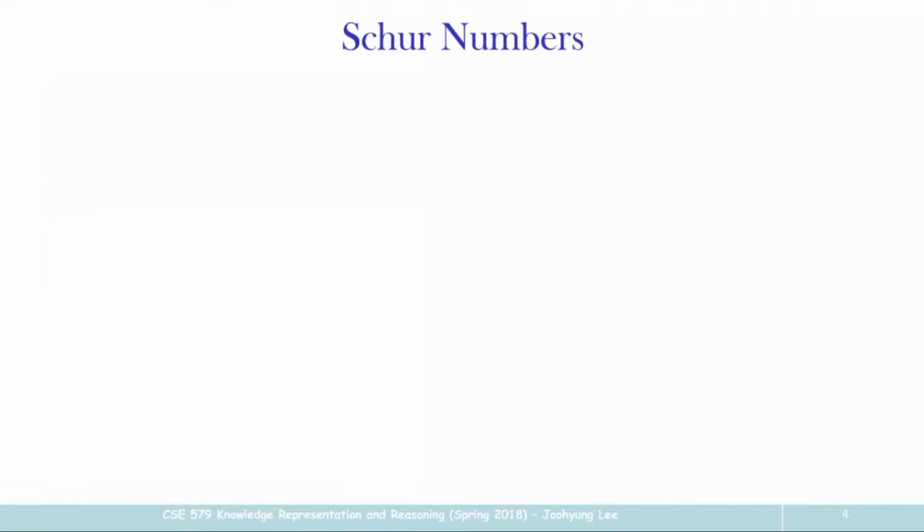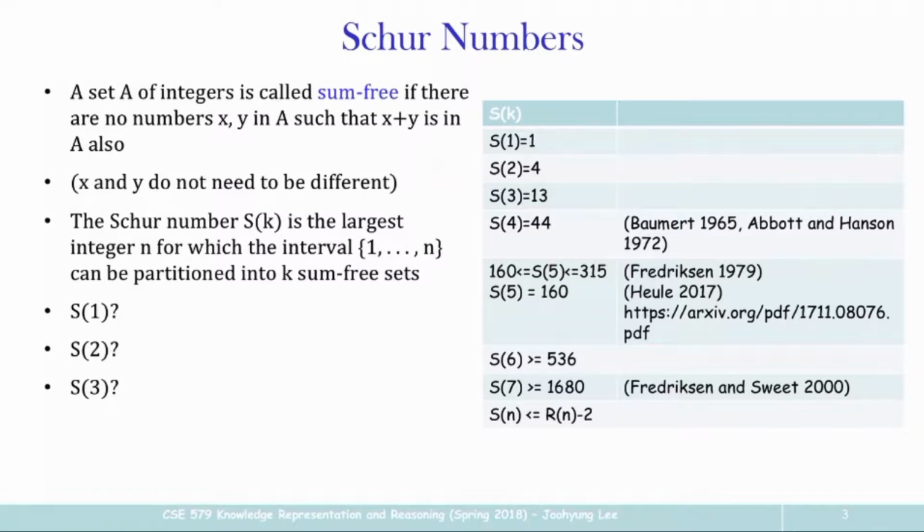So basically, just to recap what we want to do, you are given two parameters. The Schur number, Sk, is the largest integer n for which the interval 1 through n can be partitioned into k sum-free sets. In other words, you are given some numbers from 1 to n, and you have to divide them into k subsets. Think about it as putting these numbers from 1 to n into k different buckets.